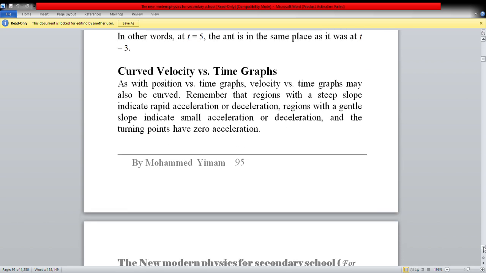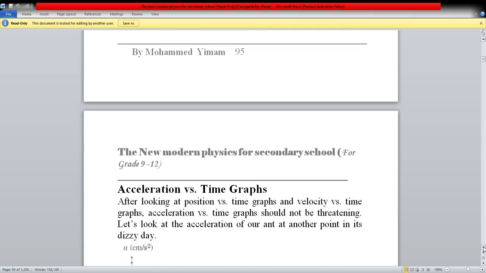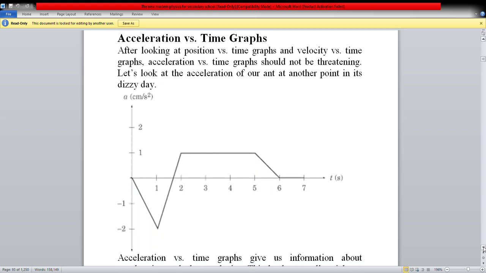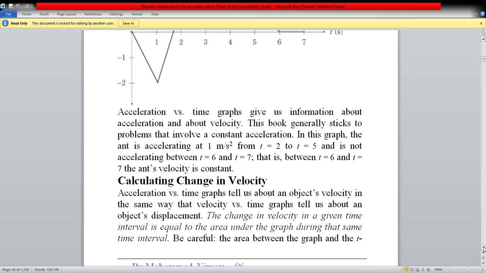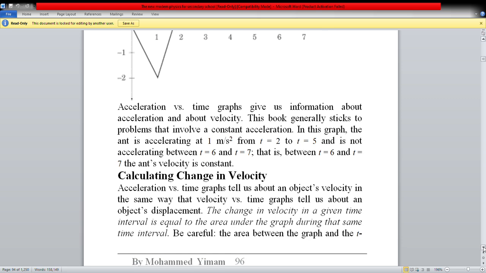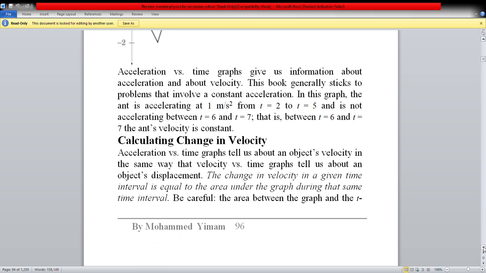Curved velocity versus time graph. There are also curved velocity versus time graphs and the acceleration versus time graph. Look at this acceleration graph, given acceleration in centimeter per second squared, time in seconds. So we can calculate the change in velocity from the above graph. The change in velocity in a given time interval is equal to the area under the graph during that same time interval.